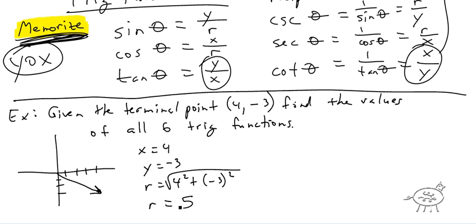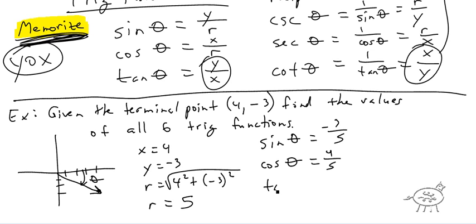Okay, so I'm going to ask you the sine of theta, this being theta, and the sine of theta is equal to y over r, so it's -3/5. That's really easy. Cosine of theta equals x over r, so it's 4/5 positive, and the tangent of theta is equal to y over x, or -3/4. And then the other ones are really easy.